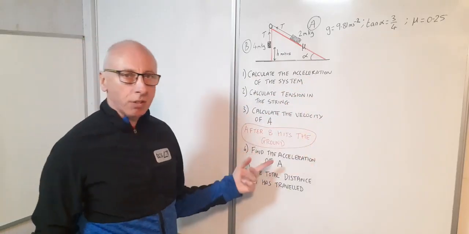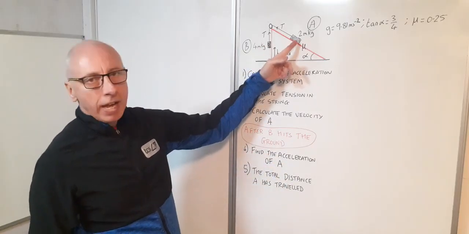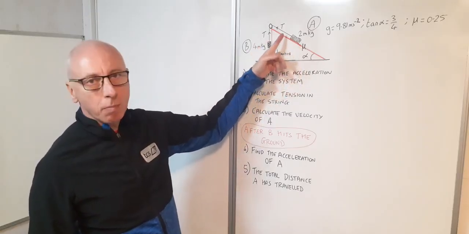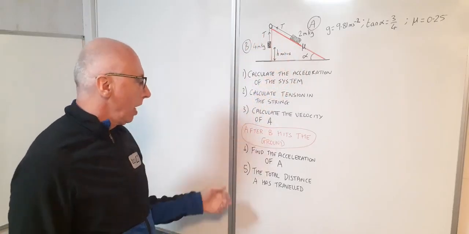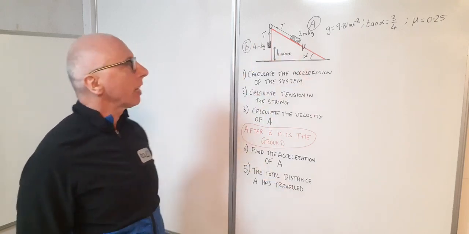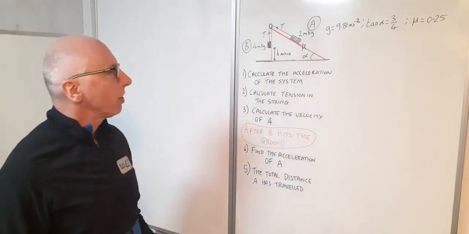Then as B hits the ground, we then want to calculate the acceleration for block A, because block B is now not pulling on it, it's now on its own with its own momentum that it began with. And then the total distance that A has travelled for the whole of the journey. That's what we need. So first of all, calculate the acceleration and tension.